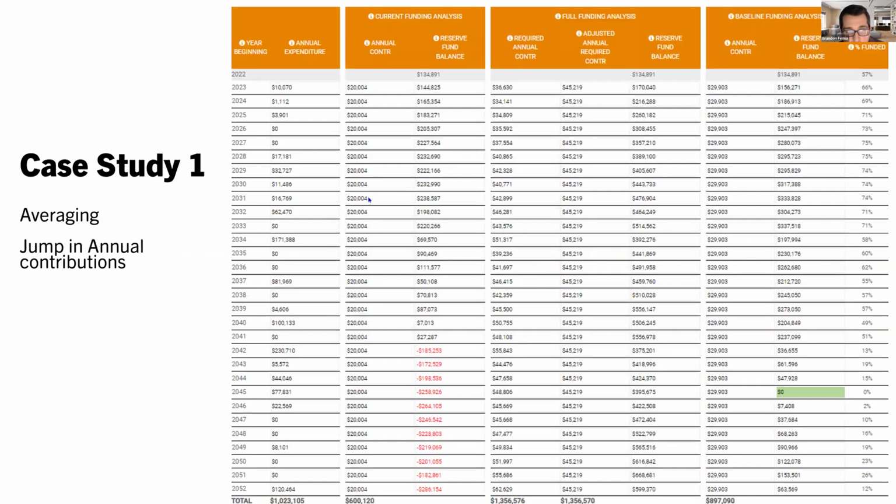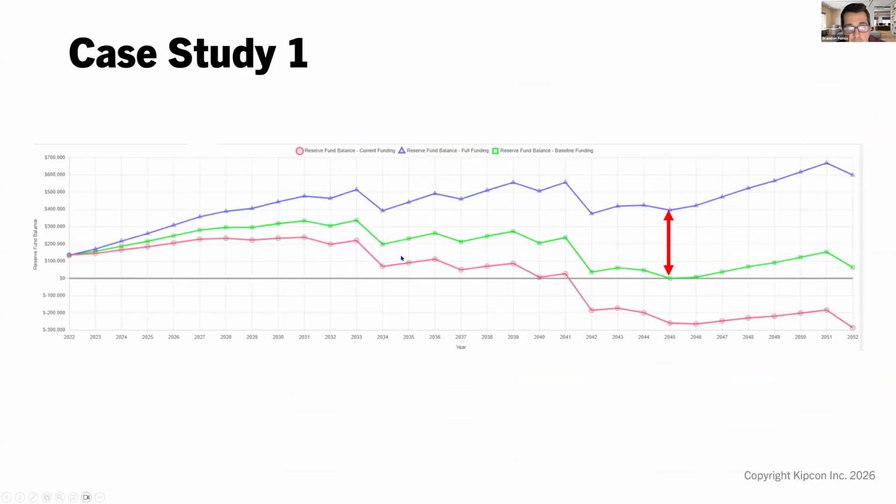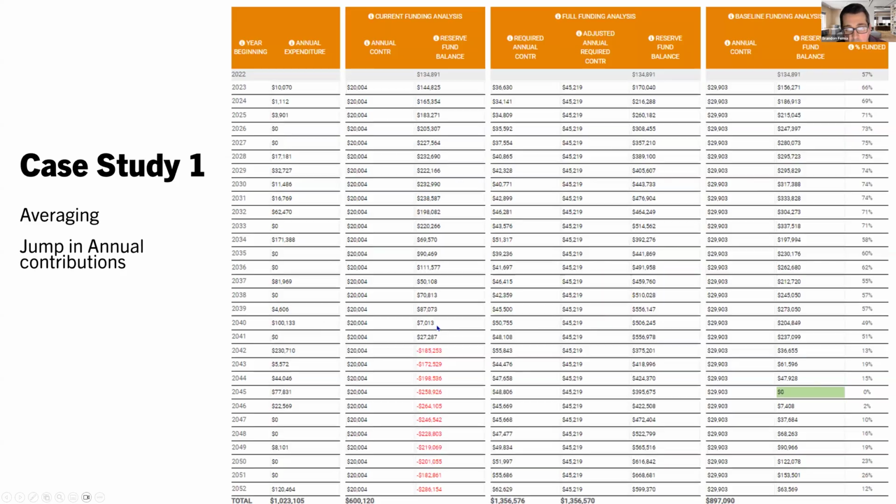And here are the numbers that correspond to what we were just looking at. So quickly, we've got current funding. This is what we were just looking at, which would be this red line here. So you can see that in 2042 is when we drop to a deficit. So we dropped to $185,000 in the hole. So you can see that you have some time to kind of catch up to where you need to be.